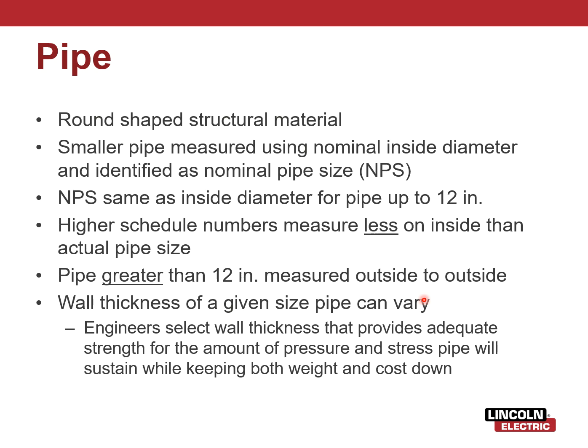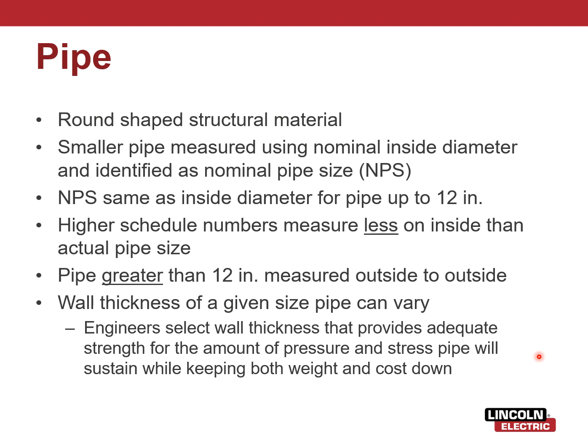The higher the schedule number, the less it measures on the inside than the actual pipe size. All right. So when it's talking about schedule, that's the wall thickness. So the wall thickness is measured as a schedule. And depending on the diameter of the pipe and the wall schedule, the ID changes a little bit. The OD stays the same. So pipe greater than 12 inches is measured outside to outside.